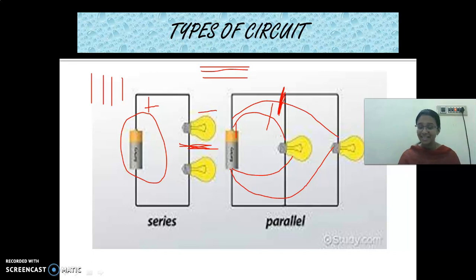So the question here is: is the connection in our house series or parallel? Try to find the answers. We have electric circuits in our houses, right? Which type of circuit is there in our house, series connection or parallel connection? You have to find the answer and tell me. Okay, children?